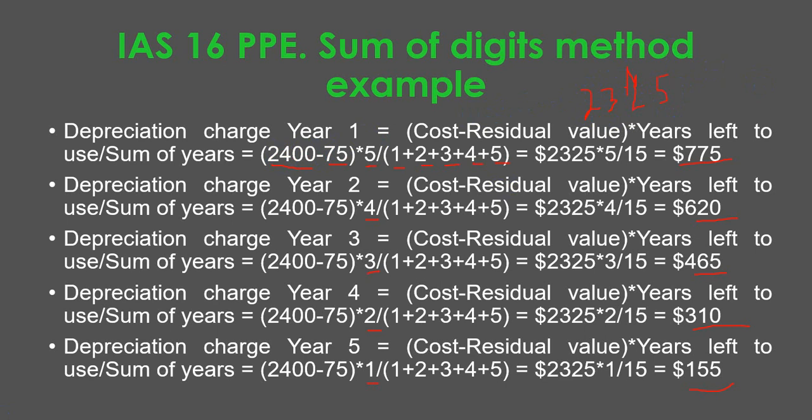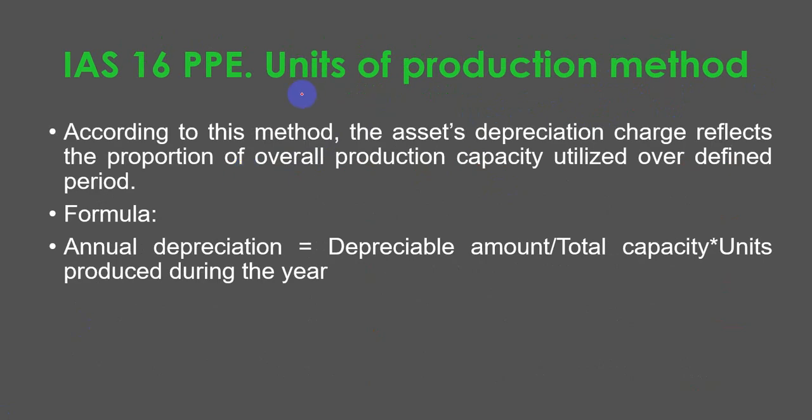So let's move further. Units of production method. According to this method, the asset's depreciation charge reflects the proportion of overall production capacity utilized over a defined period. Formula will be the next. Annual depreciation equals depreciable amount divided by total capacity and multiplied by units produced during the year.